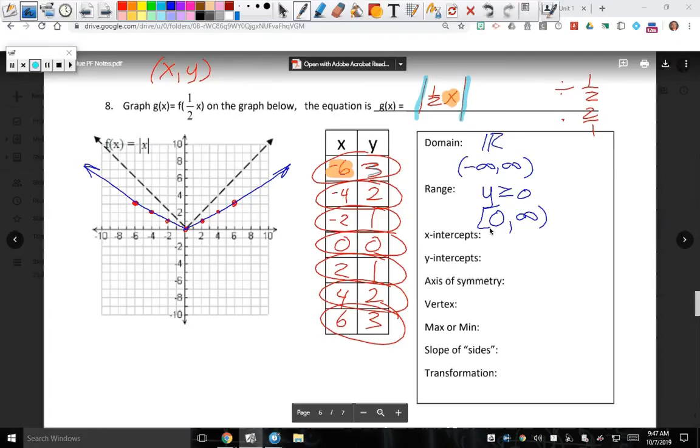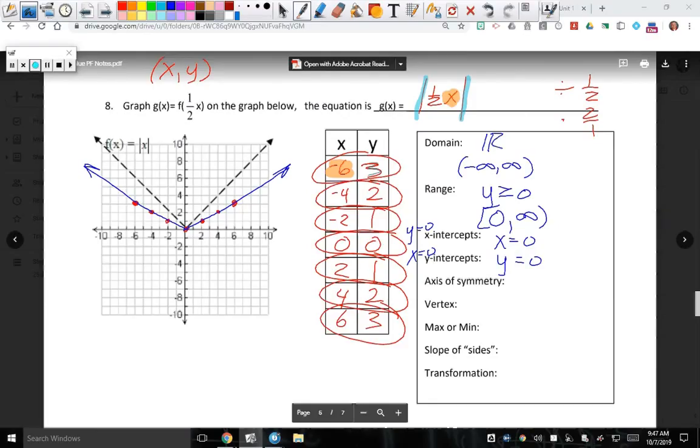X-intercepts. Immediately, Y equals 0. Where does that occur? At X equals 0. Now we're getting it. Y-intercepts. Immediately, X equals 0. And where is that happening? At Y is equal to 0. Don't let that confuse you. That's why I'm trying to go with this immediately thing.